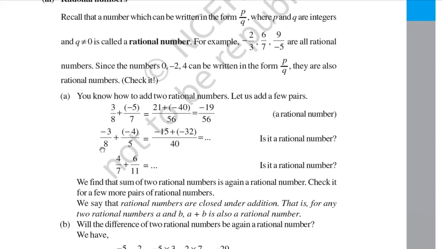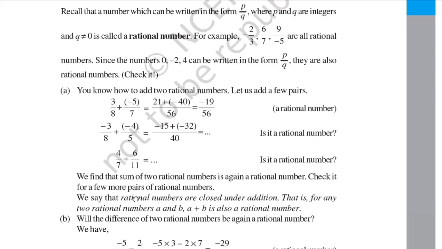Minus 3 upon 8 plus minus 4 upon 5 is minus 15 plus minus 32 upon 40, which gives, we can add it, minus 47 upon 40. Now here also 4 upon 7 plus 6 upon 11. So you can do that. Is it a rational number?